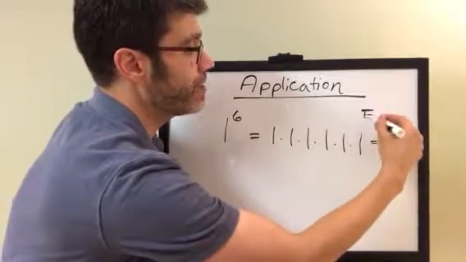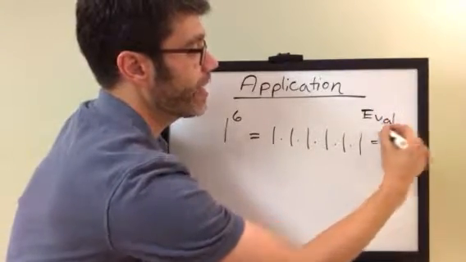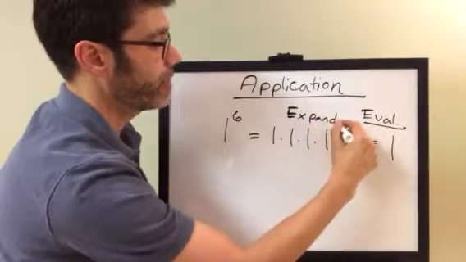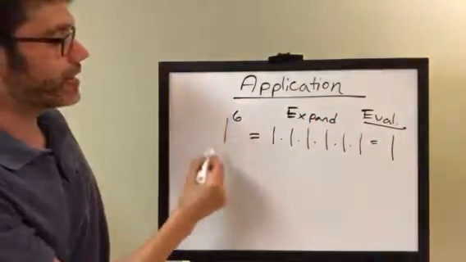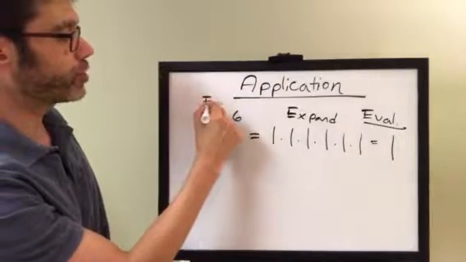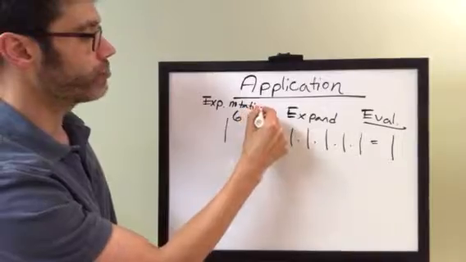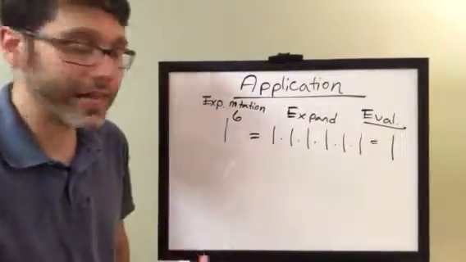So this is the evaluated, here, this is expanded here, all right? And this right here is in our exponential notation, okay? All right, let's continue on with something else.